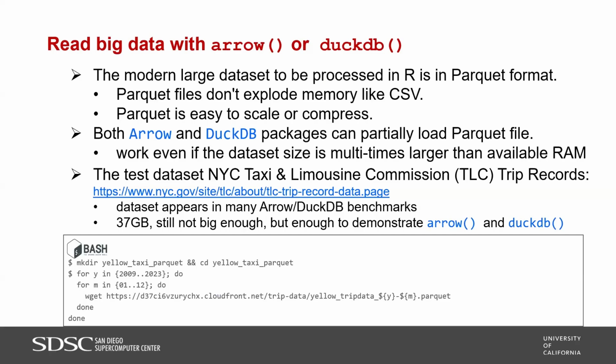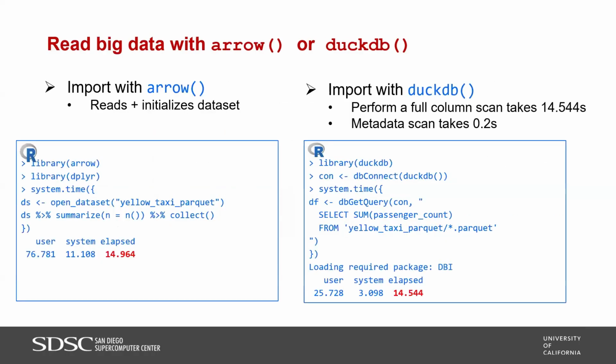Now, this dataset example has 37 gigabyte, which is actually not big enough, but it is enough to demonstrate the Arrow and DB. If we import that dataset with the Arrow, it took around 15 seconds, and the same for the DB function. If we just need the metadata scan with the DB, it can be even faster, just 0.2 seconds.